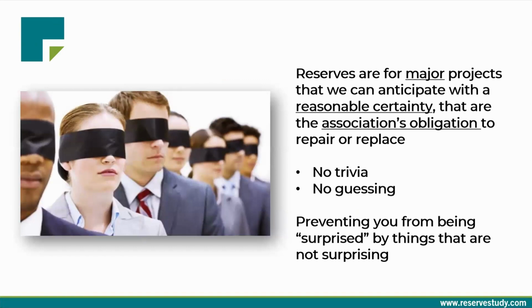So in summary of the components, the question is, what do we reserve for? What we're talking about is major projects that you can anticipate with reasonable certainty that are the association's obligation to repair or replace. We're not talking about trivia. The trivia, the mops and buckets and light bulbs, do those from the operating budget. There's no guessing, because we know that there's going to be a failure of the roof eventually. Roofs fail. We're not going to guess about things that might happen. So guesses are still maybes. They don't appear in the reserve budget.